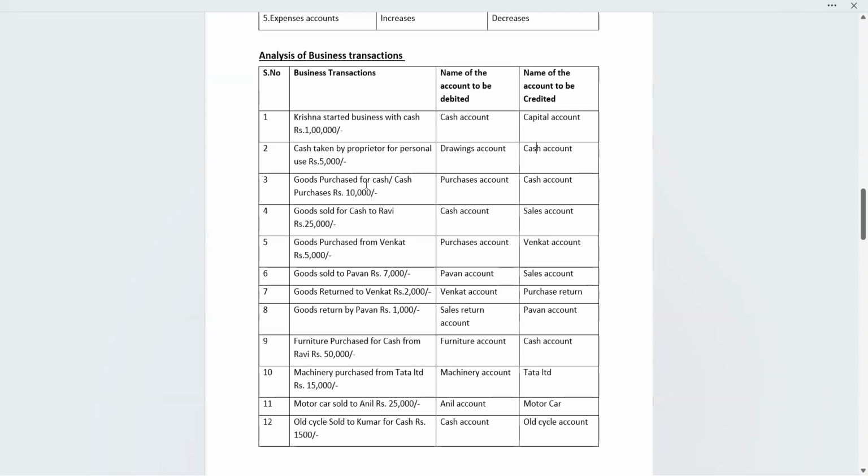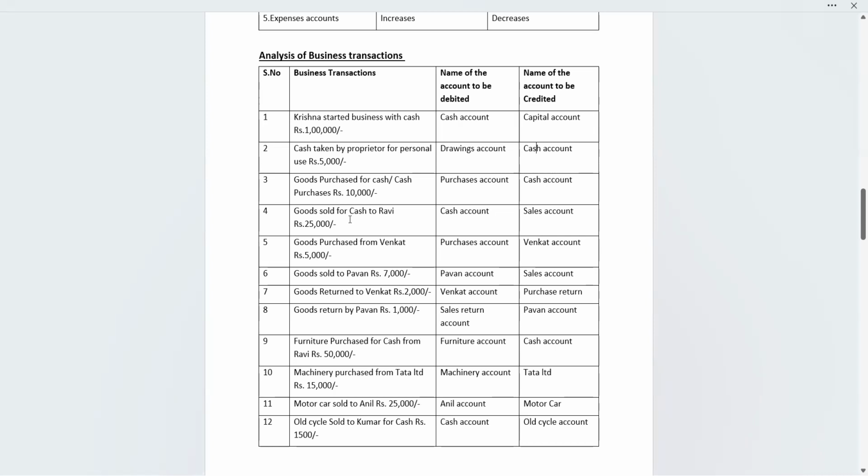The next one, goods purchased for cash. Goods purchased for cash or cash purchases, both are similar. So now you are purchasing the goods for cash only. Purchases you consider as an expense. Expenses, which side? Debit side. You are applying the nominal account rule. Nominal account rule says debit all expenses and losses. Purchases is an expense, so debit side. Next, you pay the cash. Cash goes out, so which side? Credit side. So purchases is debit, cash is credit.